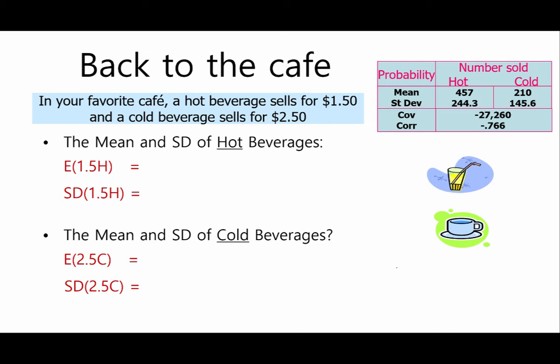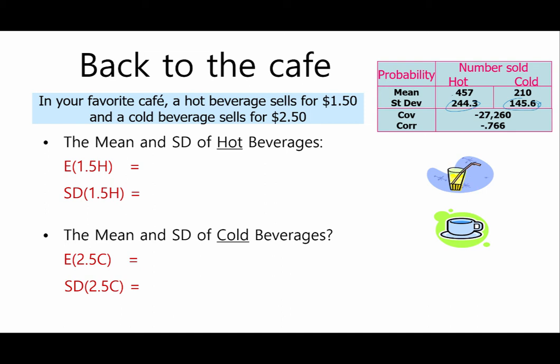We're back to the cafe example that we started on and worked on in class. We have established and calculated the mean and standard deviation for hot drinks and cold drinks. The mean is 457 for hot drinks, 210 for cold drinks. We have the standard deviations here. And we also know something about the extent to which these demands for hot and cold are related.